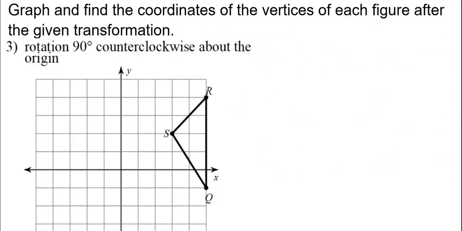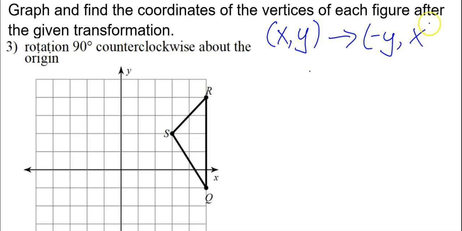How about this one? Alrighty, let's try this one. Graph and find the coordinates for the given transformation. Let's do a 90 degrees counterclockwise rotation. That says start at any point X, Y. Then we're going to write the Y value first, X value second. Y value, but you've got to change its sign.